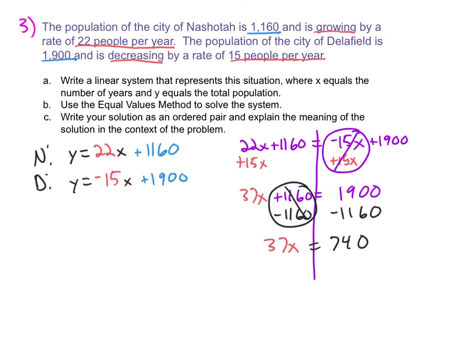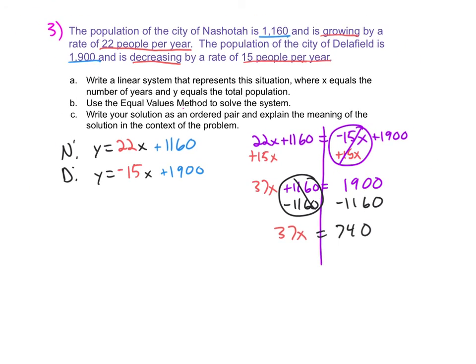If you didn't know that, just use a calculator. Not a big deal. Another great example of when to use a calculator. I need to split 740 into 37 groups because I want to find out what 1x is equal to. X is going to be equal to 20.